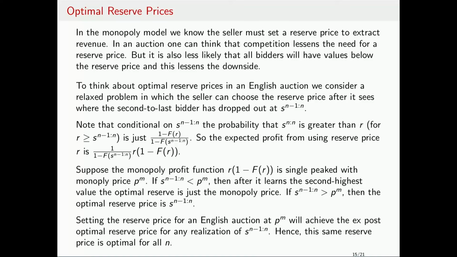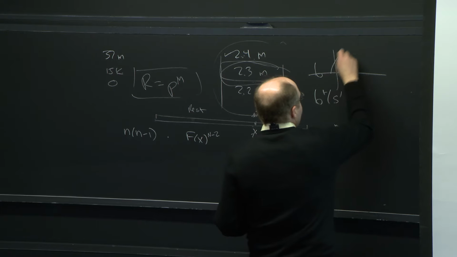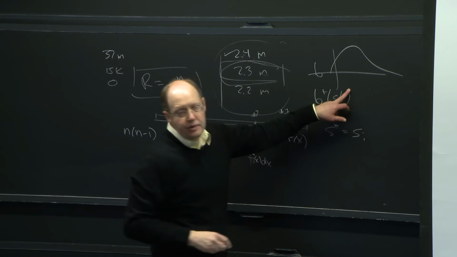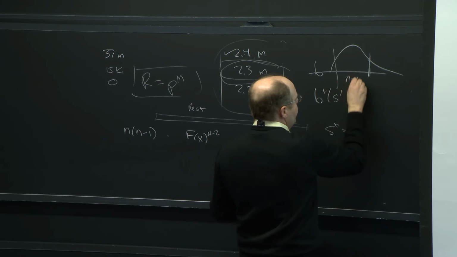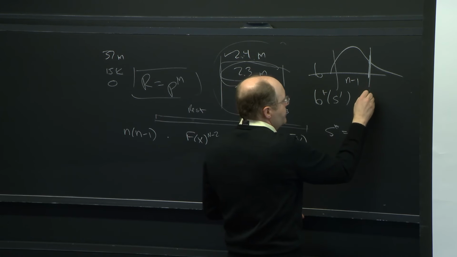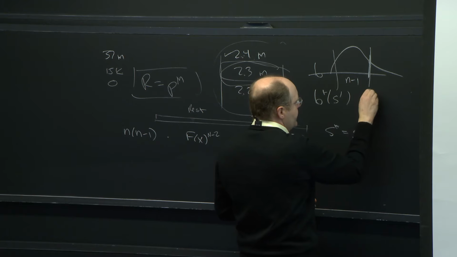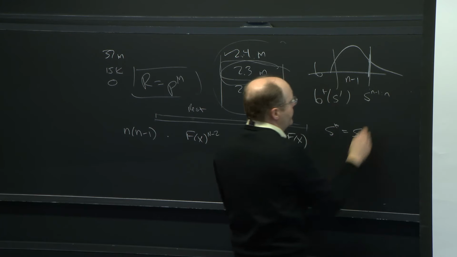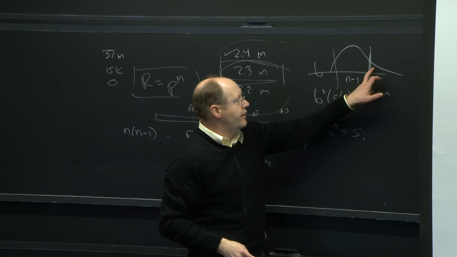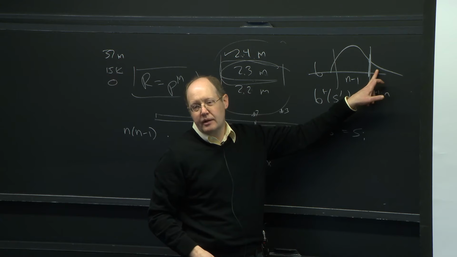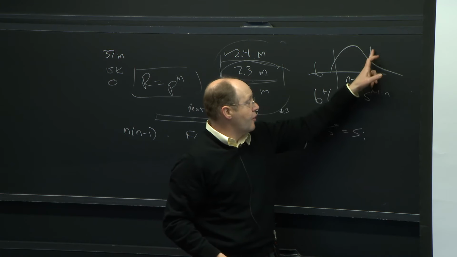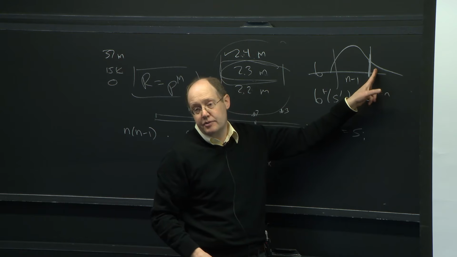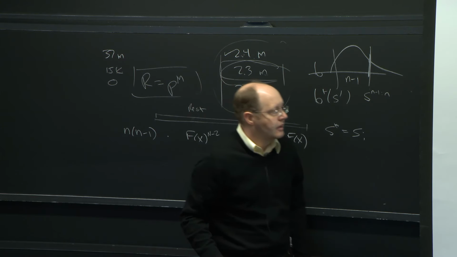The problem is, I have these n draws from this distribution. I know that n minus one of the draws are below this dropout point, S n minus one colon n. What's my posterior on the value of the remaining bidder? My posterior on the value of the remaining bidder is just that it's a single draw from the upper tail of the distribution I started from.